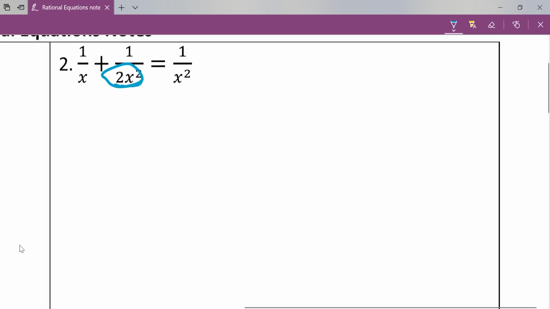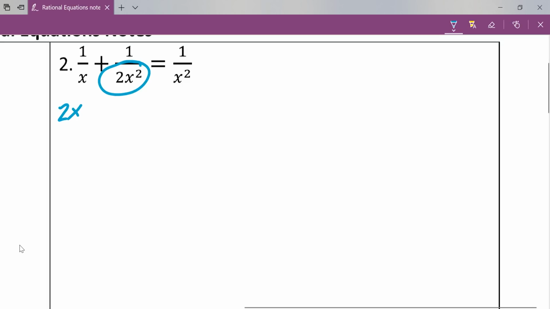So this one is 2x squared, right? And so we're going to try and eliminate 2x squared from everything so that we can have nothing left on the bottom here. And so the way we're going to do this is we're going to multiply everything by 2x squared so that this will end up canceling out.